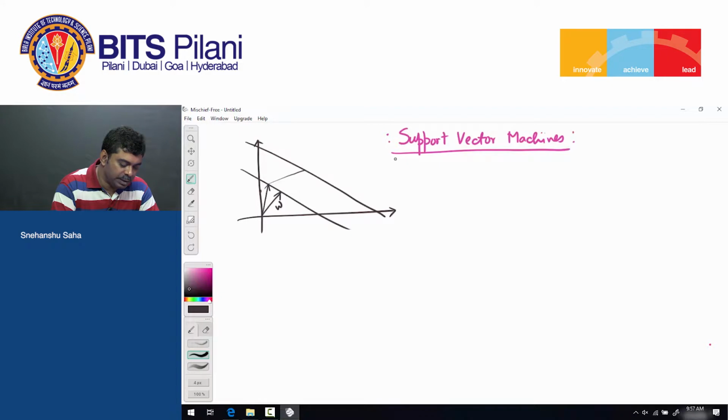So this is a negative training example, and then this one is a positive training example, u plus, and then you complete the triangle, and basically you want to find out this length.